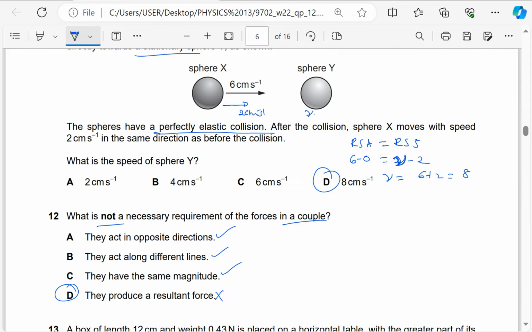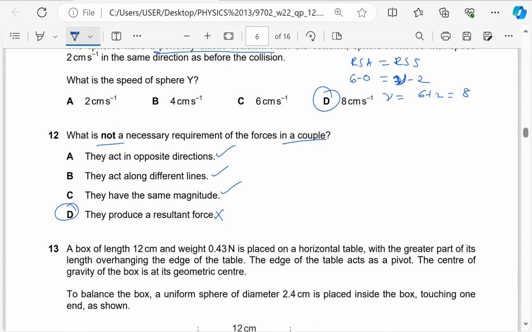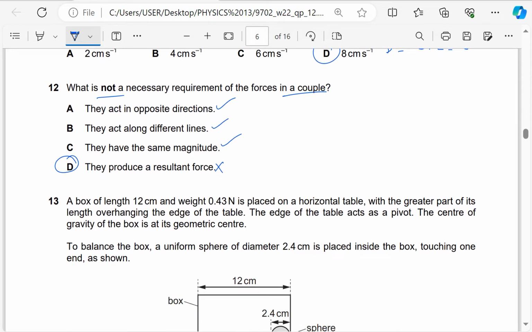D is not a requirement for a couple. They don't produce a resultant force because they have the same magnitude and they're in opposite directions. They only produce a resultant moment.